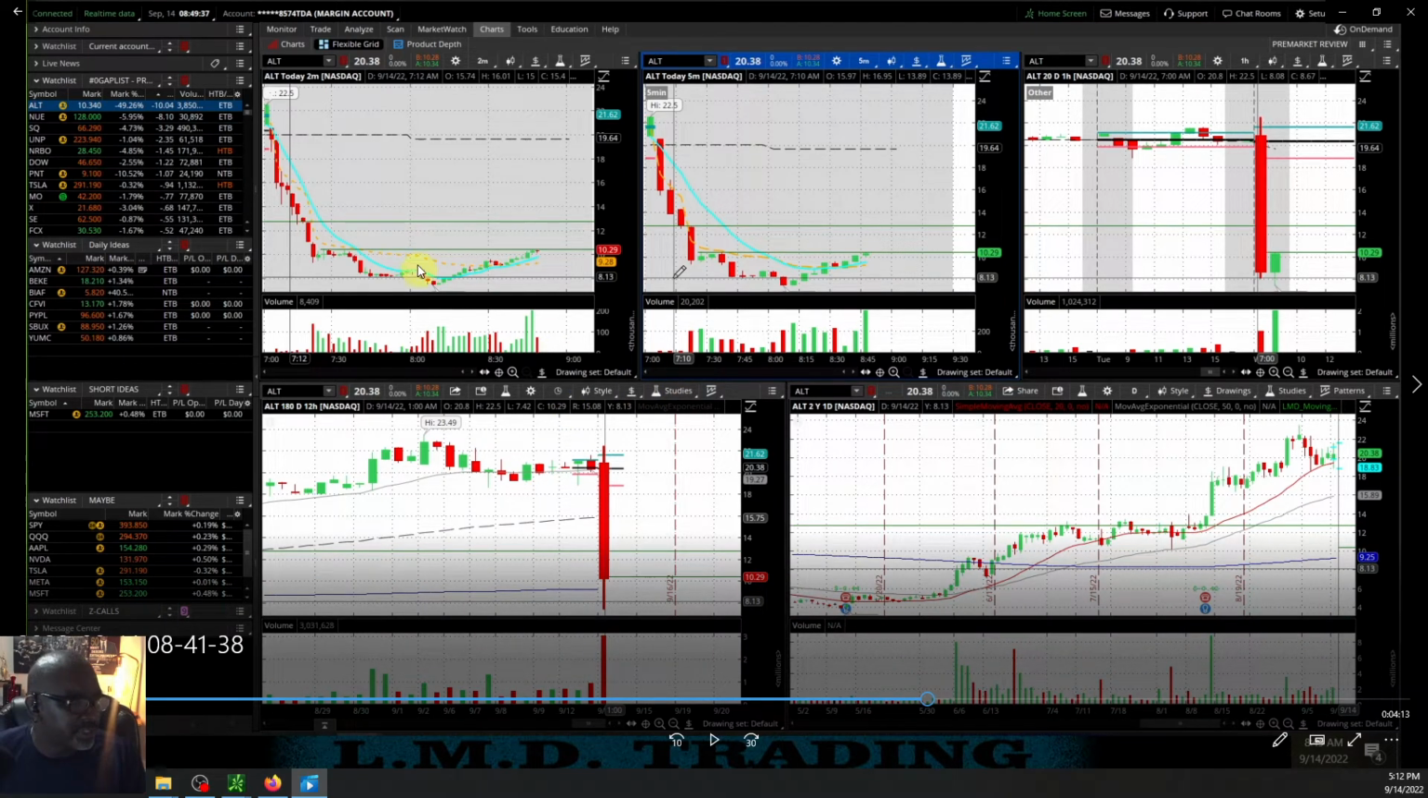This was an interesting one. So this thing gapped way down. We're looking at the hourly. Look at the 12 hour. This thing gapped down pretty good, but it gapped down to a key area on the chart. And this is why I like having the 12.